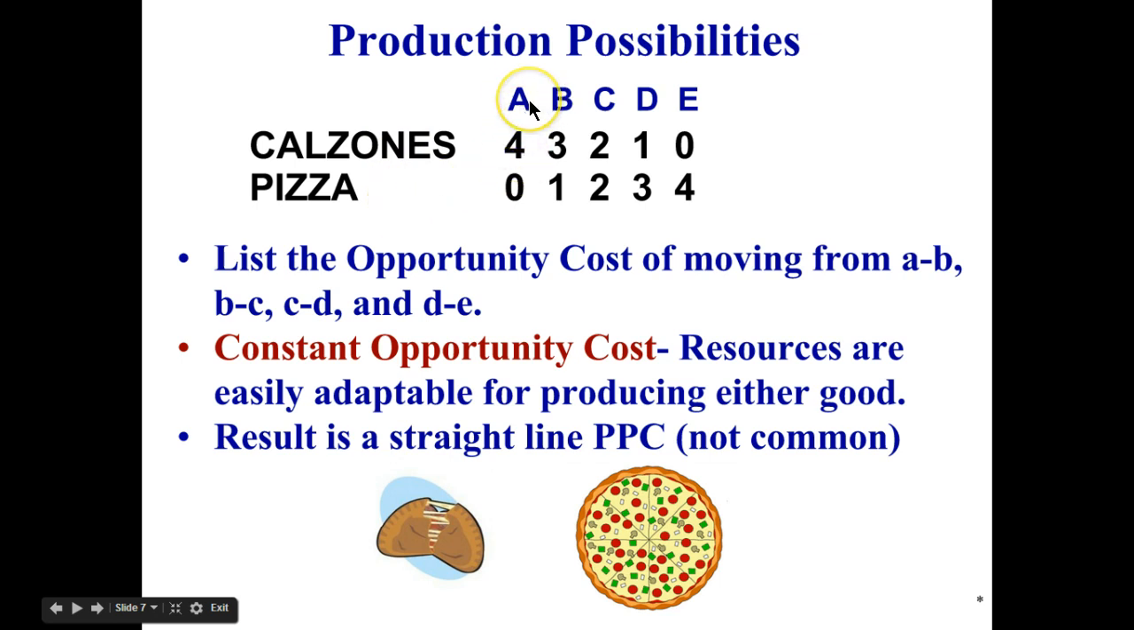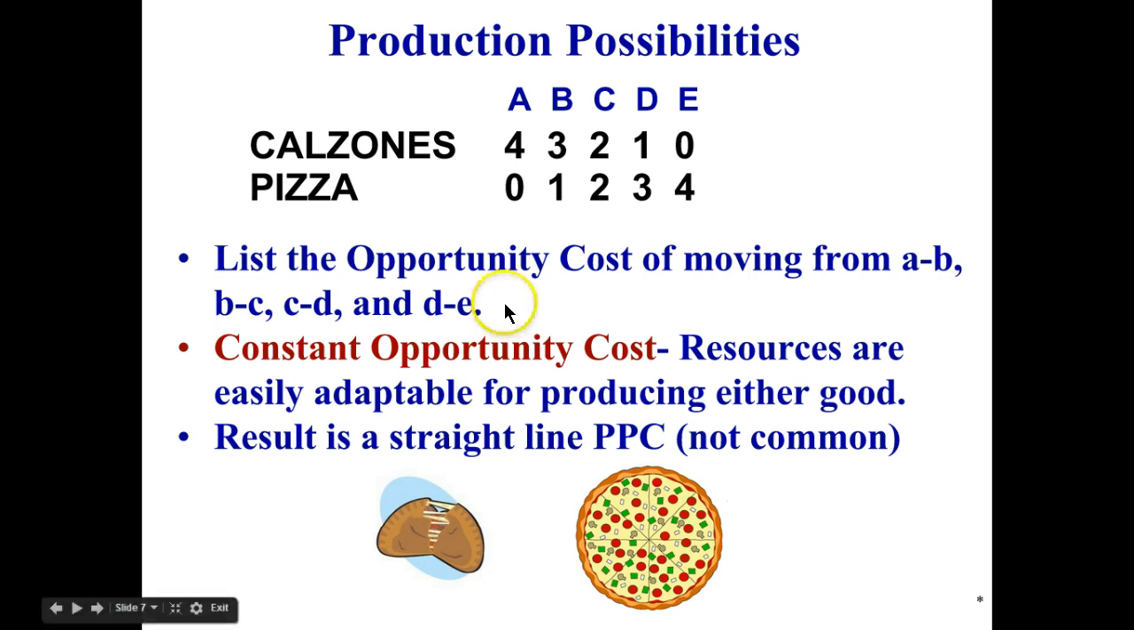So we have two products here, calzones or pizzas, in this particular society. And at the various points, A, B, C, D, you'll see the different possible production combinations. So you could be at point A and you could make 4 calzones, but you can't make any pizzas. And if you go all the way to the end here, if you're at point E, you can make 0 calzones, but you could make 4 pizzas. So just like we did before, I'd like you to think about what the opportunity costs are from moving from point A to B, B to C, C to D, and D to E. So go ahead and hit pause now and calculate that.